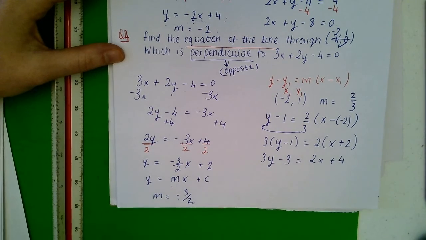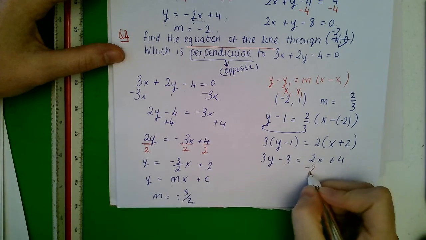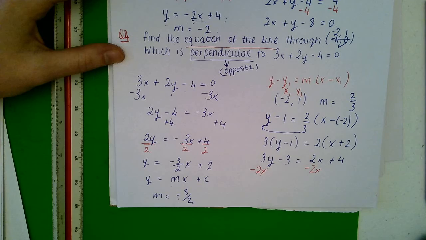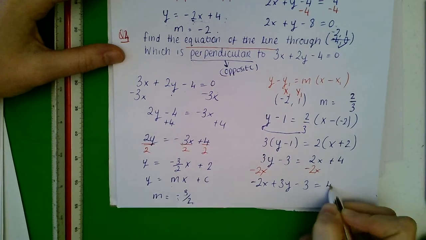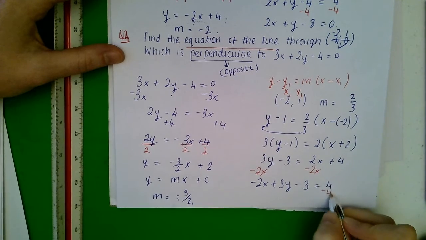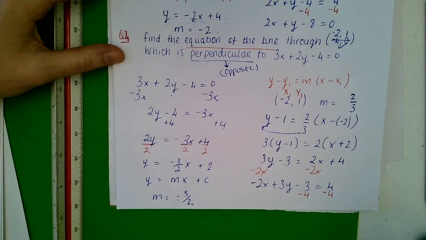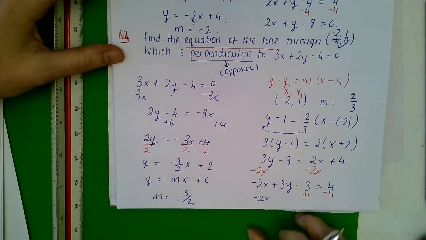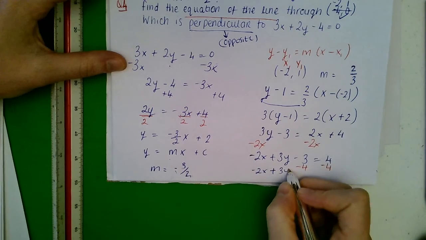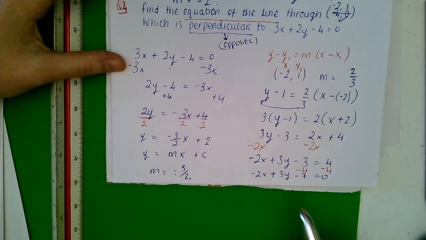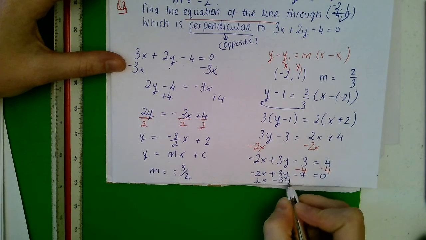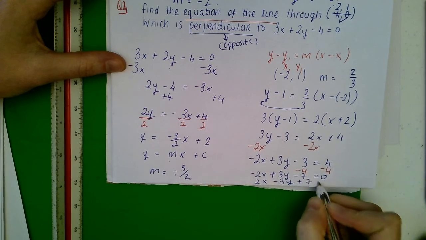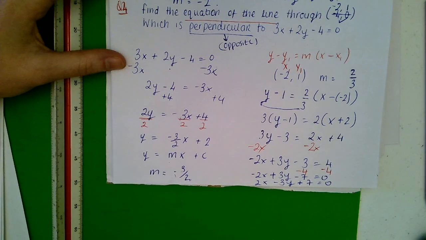And I'm going to bring everything over to the left hand side, so I take minus 2x from both sides, and that will give us minus 2x plus 3y minus 3 equals 4. And I'm finally going to get rid of that 4 here by taking 4 from both sides, and I get minus 2x plus 3y minus 7 equals 0. And if we want to be 100% correct, we want to make the x positive, so I'm going to multiply everything by minus 1 here. So our answer here is 2x minus 3y plus 7 equals 0. Okay.